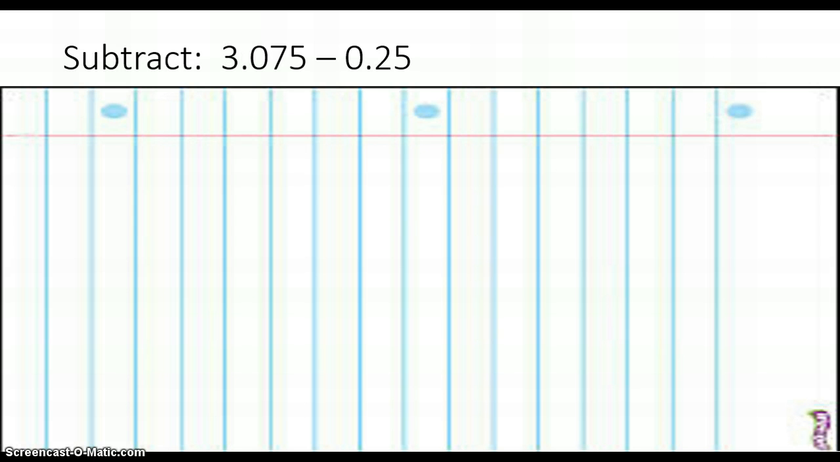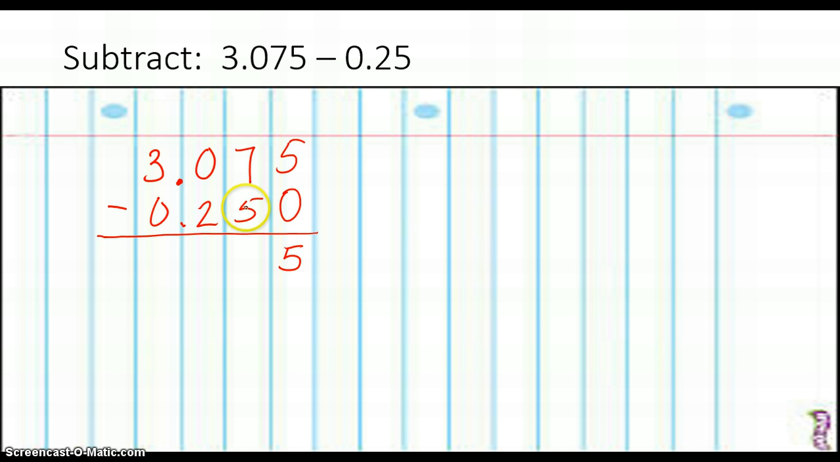Okay, let's talk about subtraction. Again, I'm going to use the vertical lines to help me line up my place values, writing 1 digit per space. Again, since I'm missing a value in the thousandths place of my second number, I'm going to put in a 0 as a placeholder. Then I'm going to proceed to subtract as normal. 5 minus 0 gives me 5 thousandths. 7 minus 5 gives me 2 hundredths.